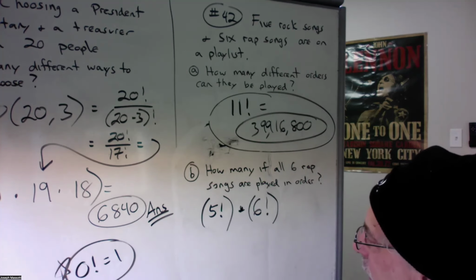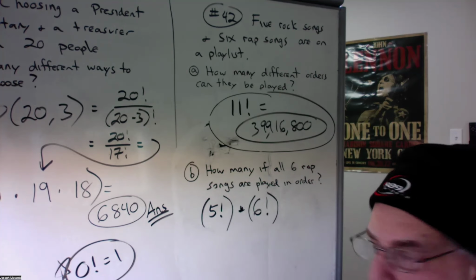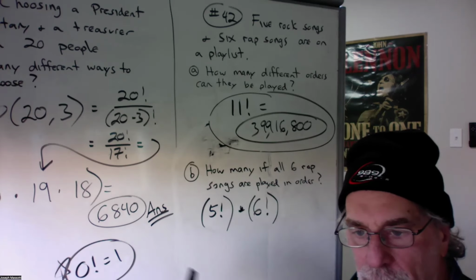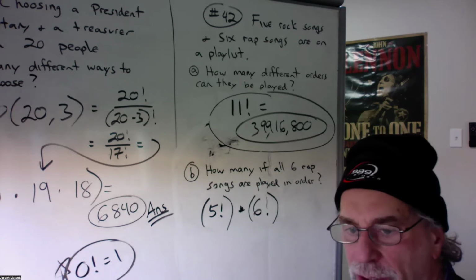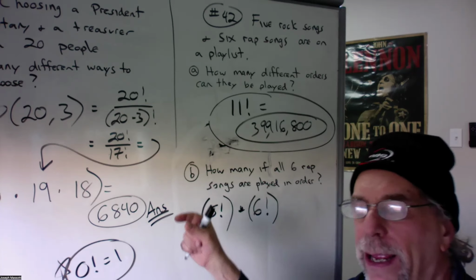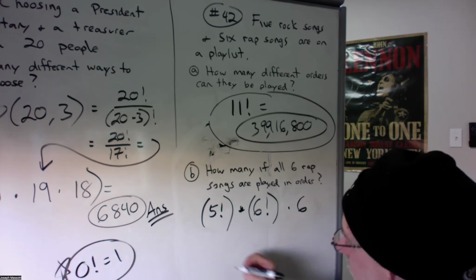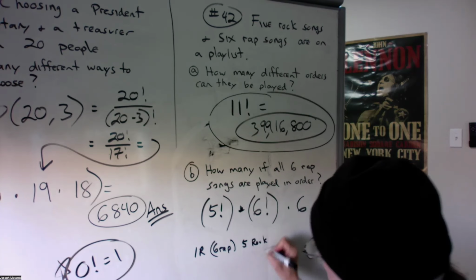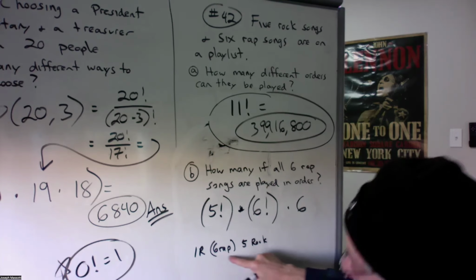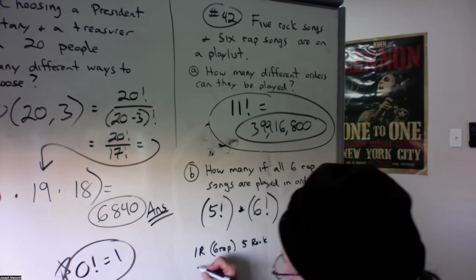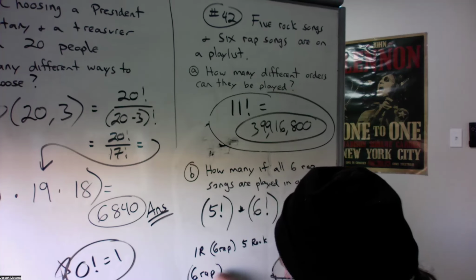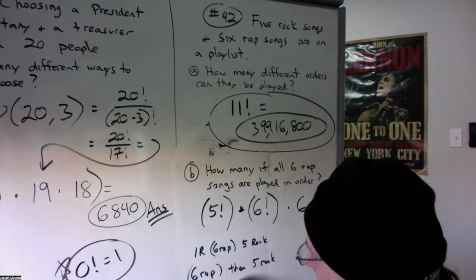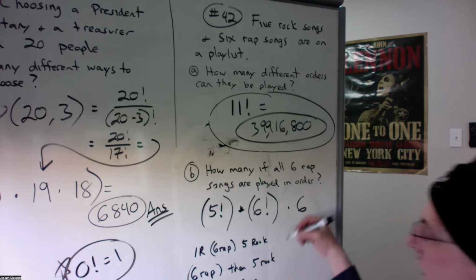Now, how many ways can we do that? We can play the 6 rap songs first and then play the 5 rock songs. We can play 1 rock song and then the 6 rap songs. We can play 2 rock songs and then the 6 rap songs. 3 and then the 6, right? So there's different ways. There's 6 different ways, right? We can play 1 rock song and then 6 rap songs and then 5 rock songs, right? That's one possibility, right? We play 1 rock song, then the 6 rap songs in order, and then the remaining 5. Or we can play the 6 rap songs first and then the 5 rock songs, right? We can play 2 rock songs first, then the 6 rap songs, and then the 4 left.